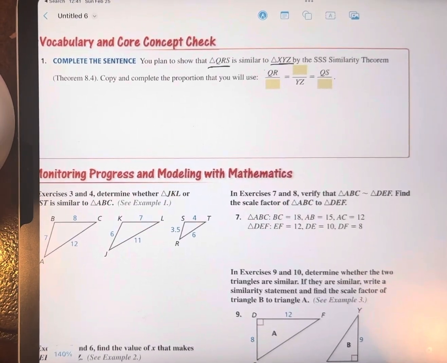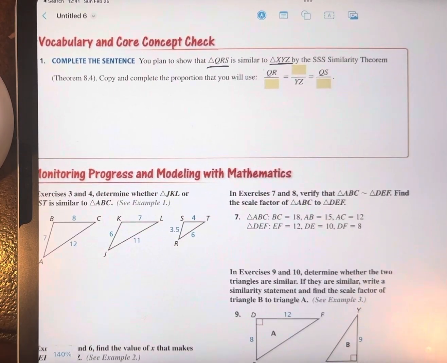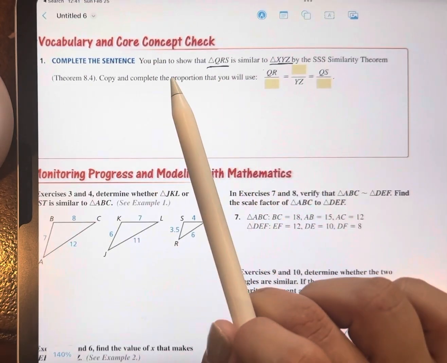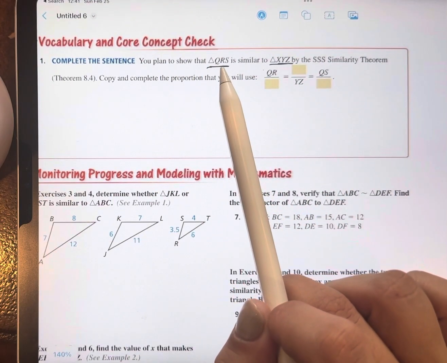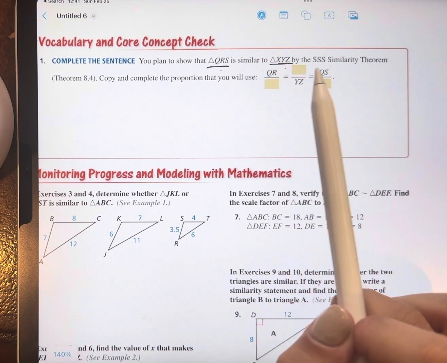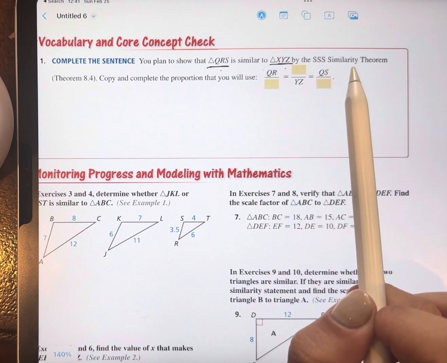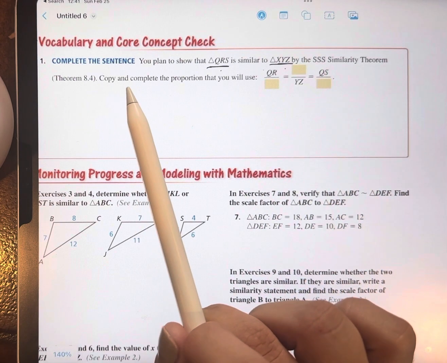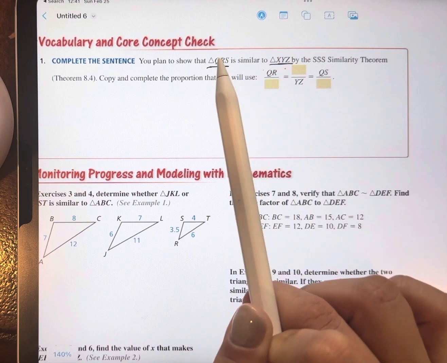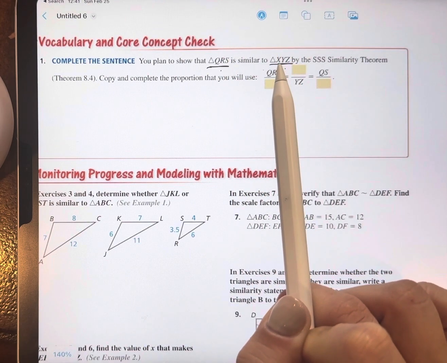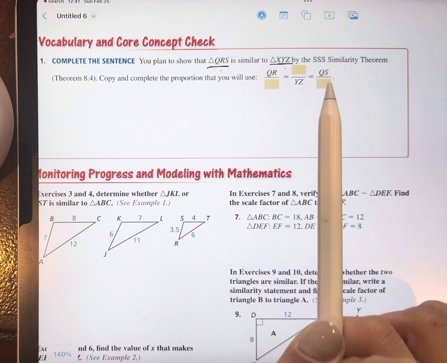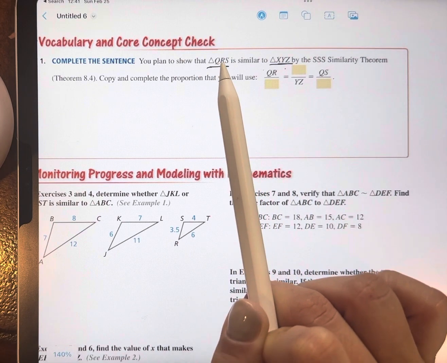Okay, so doing 8.3 now. Number 1 says that you plan to show that triangle QRS is similar to triangle XYZ by SSS. Copy and complete the proportions you'll use. So if we're going to say QRS is similar to XYZ, then all these letters better correspond accordingly.